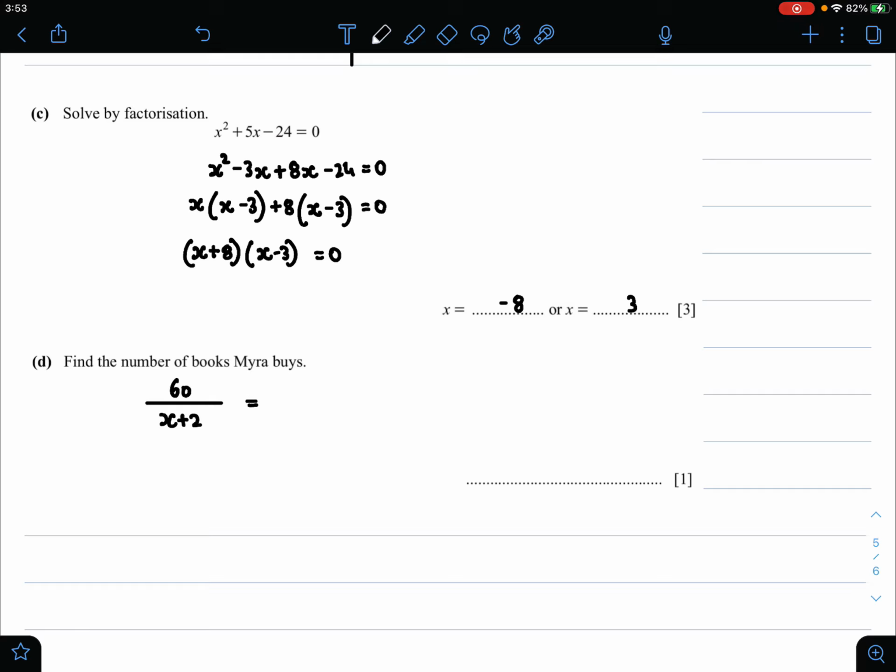So therefore 60 divided by 3 plus 2. 3 plus 2 is equal to 5. Therefore 60 divided by 5. And 60 divided by 5 is equal to 12. Therefore 12 will be our final answer for part D of this question.